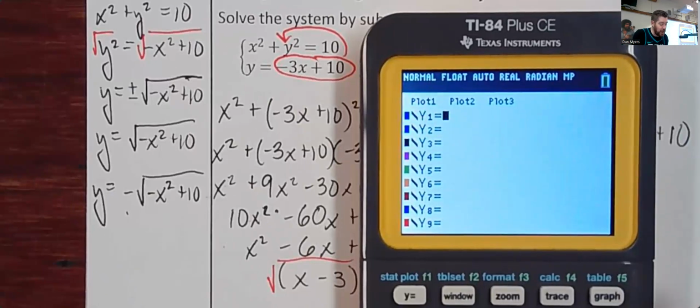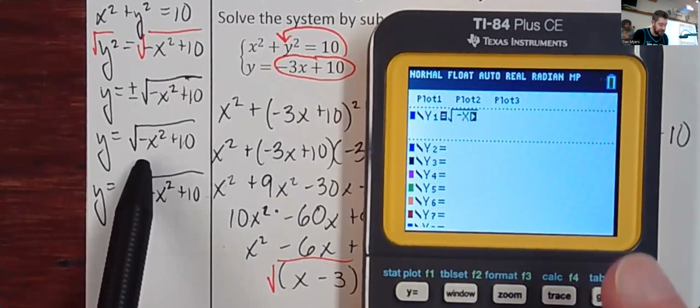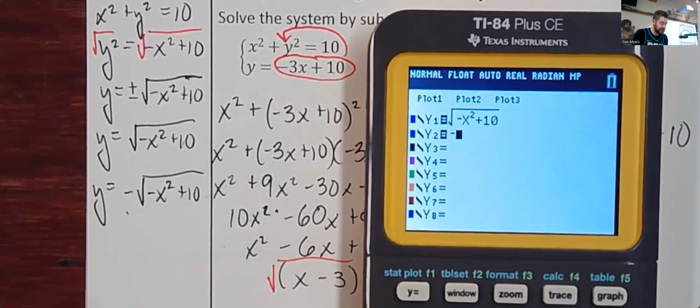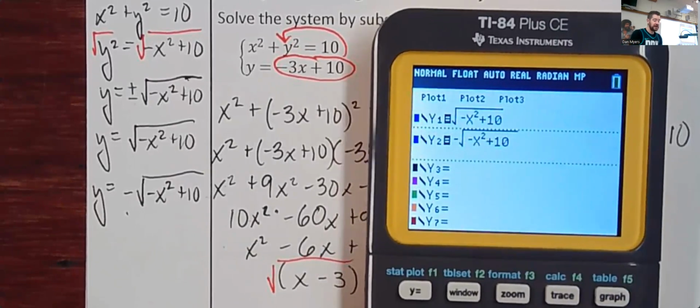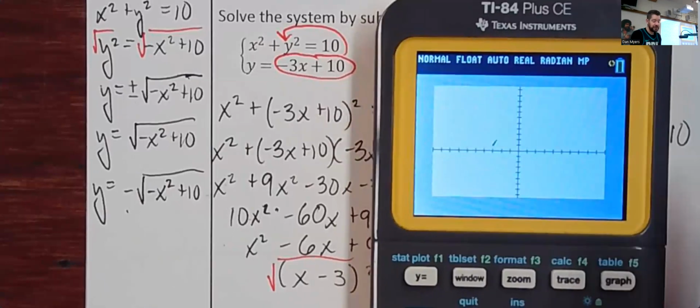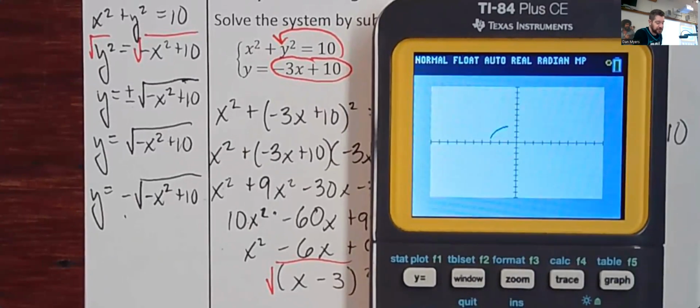So here we go. Y1 will be equal to the square root of the opposite of x squared plus 10. And then here we've got the opposite of the square root of the opposite of x squared plus 10. Now here, I'm not going to type in the third one yet because I don't want to show you the line just yet. I want you to go ahead and hit graph once you have those typed in, just to see what it ends up looking like. It should be a circle right around the middle of your graph. I need to change my window here. I'm going to change my zoom. I'm going to go back to standard. There we go.